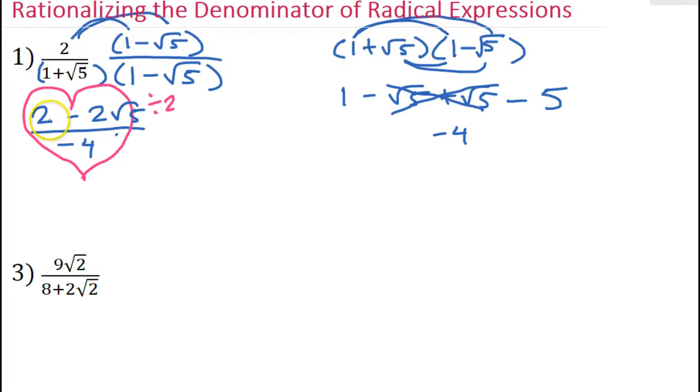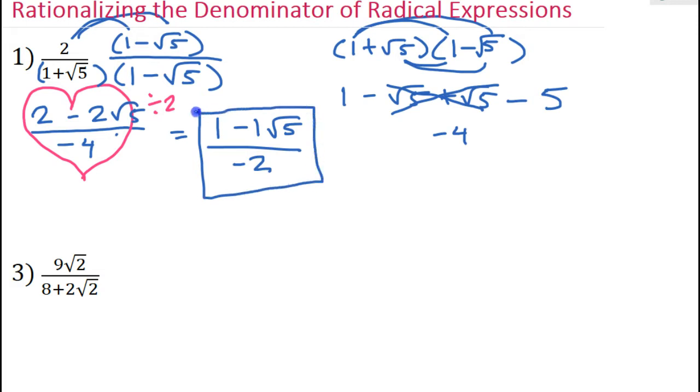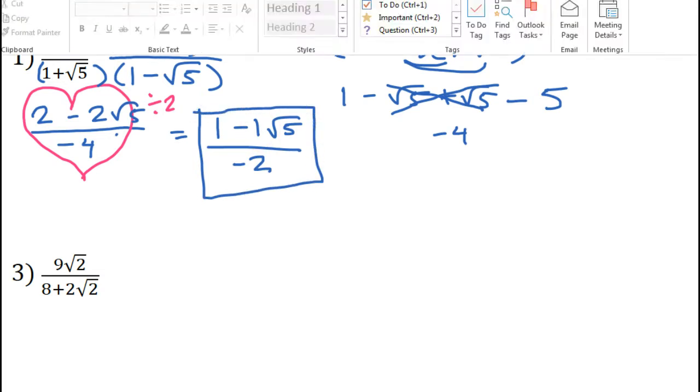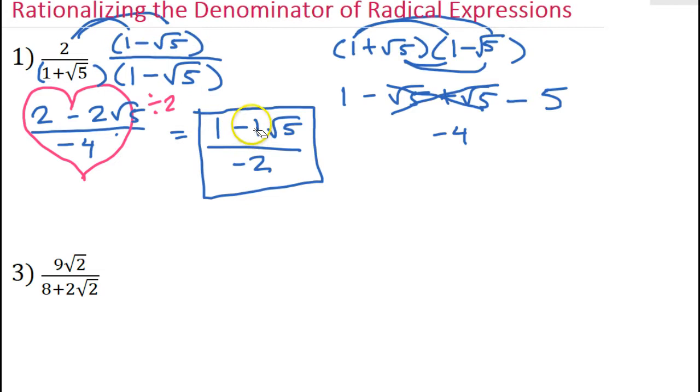Okay, so if I do that, 2 divided by 2 is 1. Negative 2 divided by 2 is negative 1. And I've still got the radical 5 there. Negative 4 divided by 2 is negative 2. So this is the answer right here. Now hopefully you understand that we don't really need this 1. 1 radical 5 is just radical 5. So I'm just going to erase the 1. And this is the best way to write the answer. 1 minus radical 5 over negative 2. Okay, let's keep practicing that.